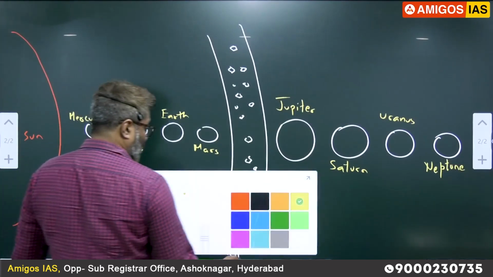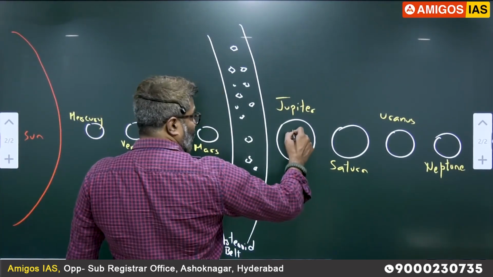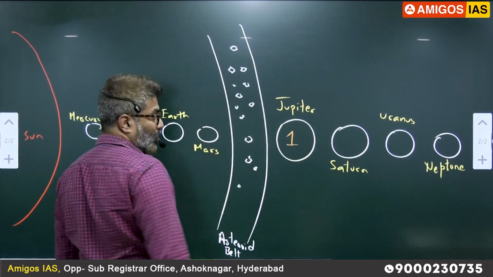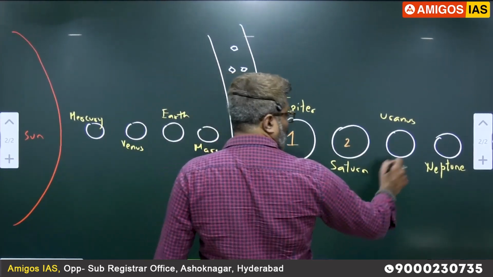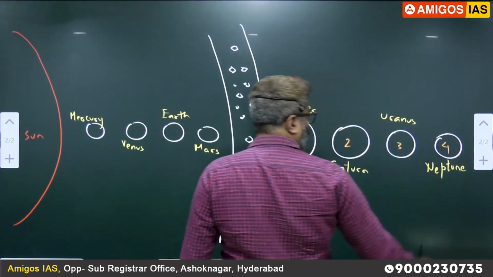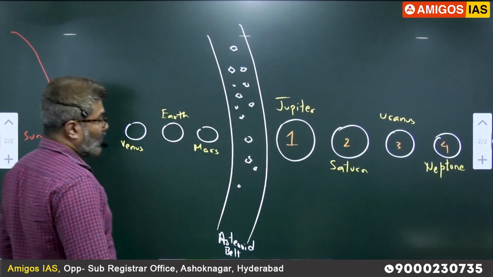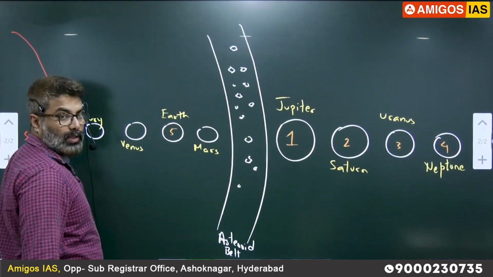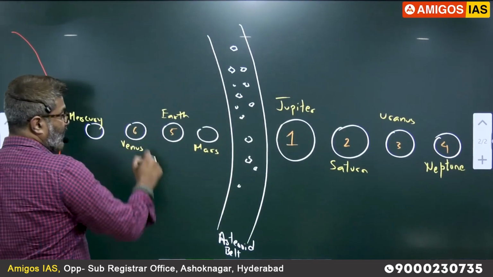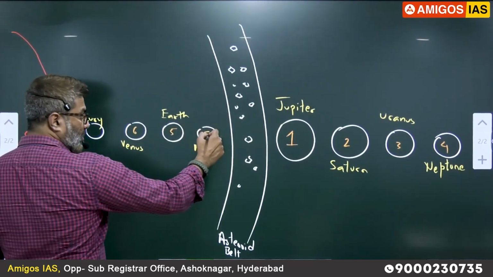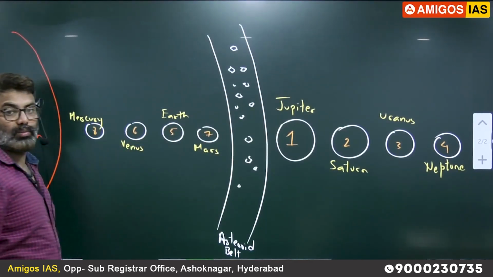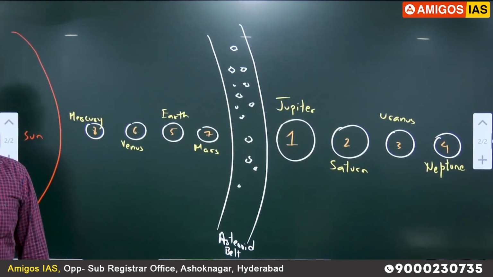So notice this, the largest of all the planets is Jupiter. Saturn is second, Uranus and Neptune are third and fourth, fifth is Earth. Sixth is Venus, seventh is Mars, and the last one is Mercury. The smallest is Mercury.